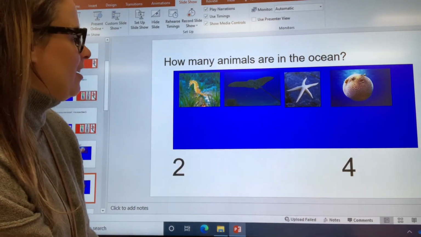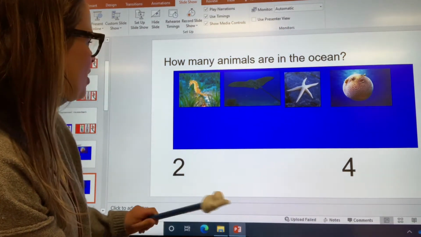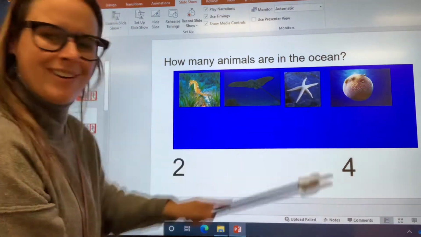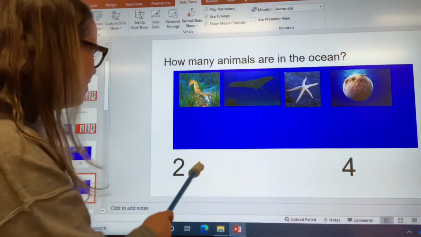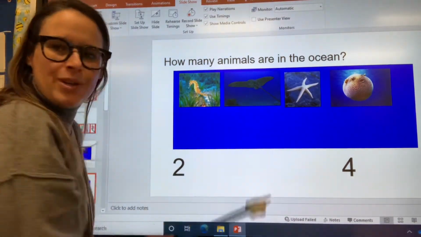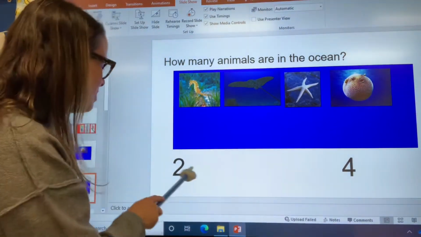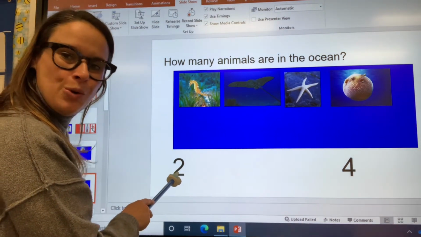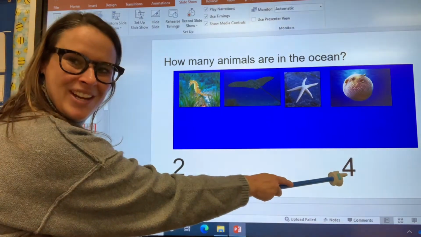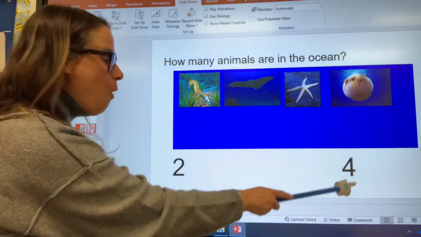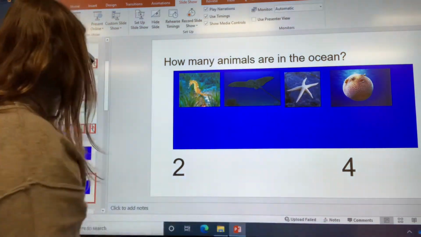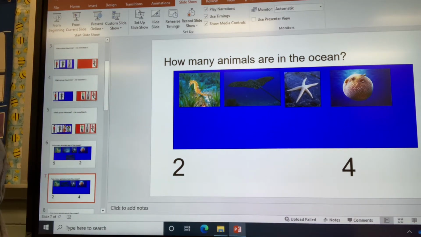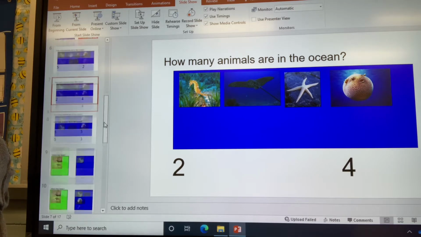Now let's count how many animals we have in the ocean. 1, 2, 3, 4. This time we have 4. Which one of these numbers says 4? You point to it on your screen. Did you point to this one? No, because this one is what number? 2. Did you point to this one? Good. What number is this? 4. Good, because there's 4 sea creatures. Let's go up.